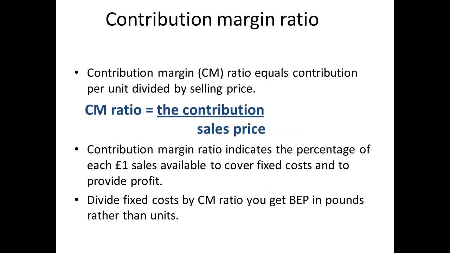The contribution margin ratio is equal to the contribution per unit divided by the sales price. There are two uses. The ratio indicates the percentage of each £1 in sales that is available to cover fixed costs and to provide profit. If fixed costs are divided by the contribution ratio, then the break-even point in pounds rather than units is obtained.